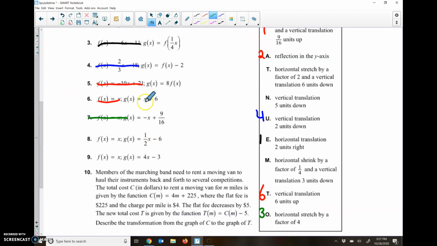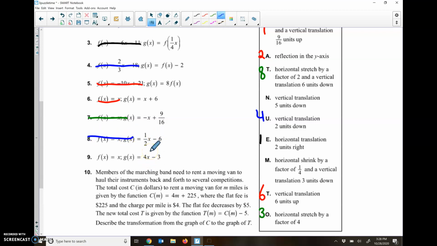All right, number 8, again, almost kind of the same thing. So I have 1/2 x -6. So again, the 1/2 is not in front of the x, it's next to the x there, not in the parentheses. So it's going to be a horizontal stretch since it's 1/2. So stretch by a factor of 2. And then the -6 means it goes down 6. So it's going to be letter T here.